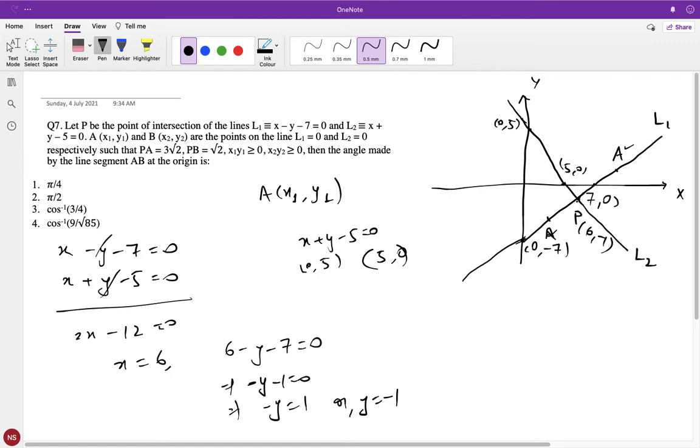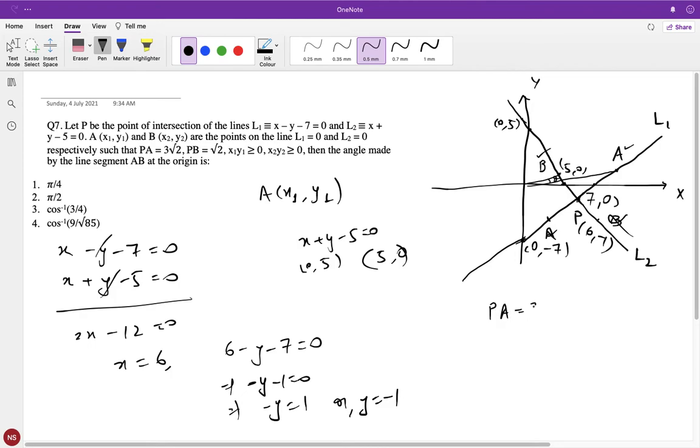Similarly, PB is given as root 2, and B lies on L2. So B may be here or may be here, right? But again, x2 y2 is greater than or equal to 0, so a similar condition applies. So B also lies over here. Now we have to find the angle made by A and B at the origin. So something like this. What is this angle theta? So first let us find the coordinates of the points A and B.